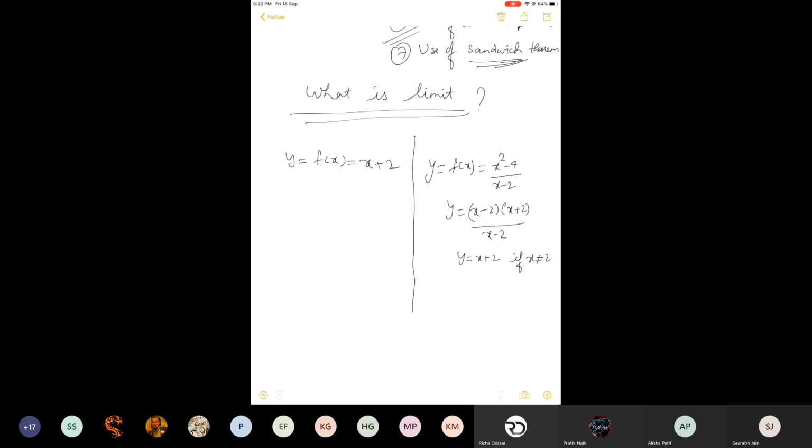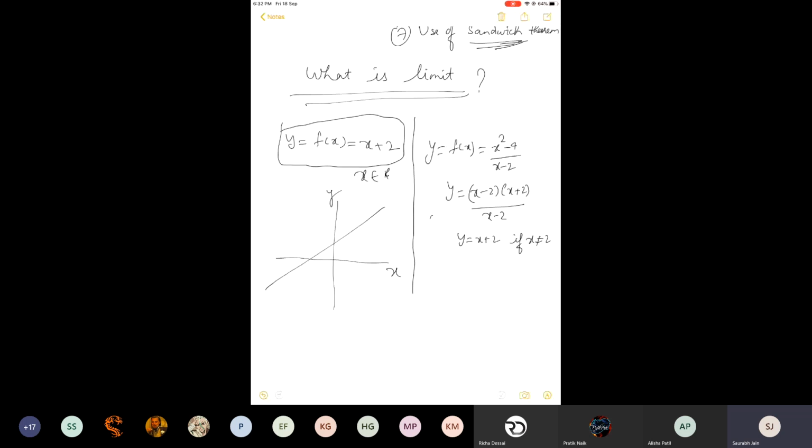But will I be able to make the same graph here? No. Though it is coming y equals x plus 2 only, if you have to judge the original function, not this one which you have cancelled and changed according to your requirement.